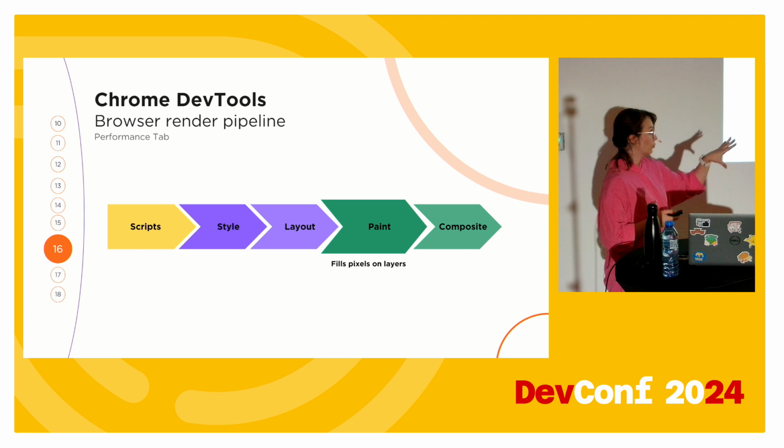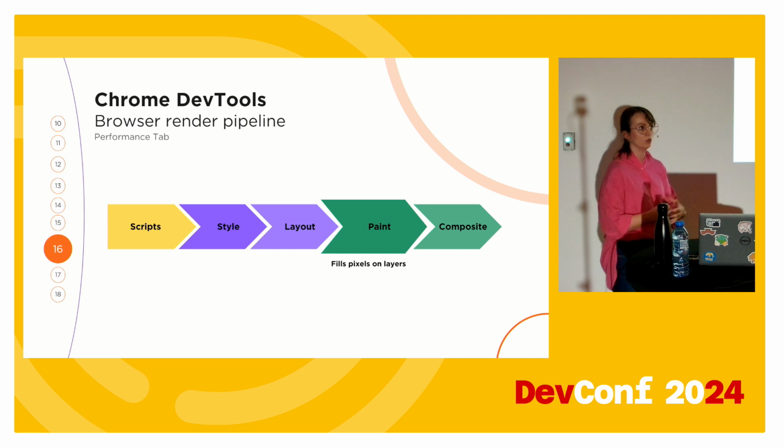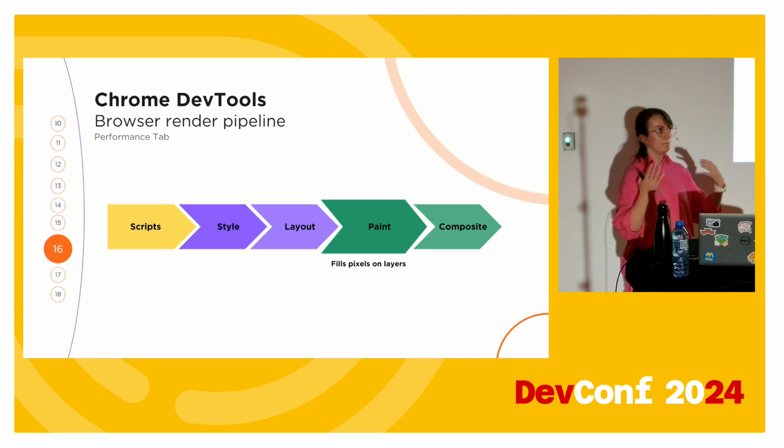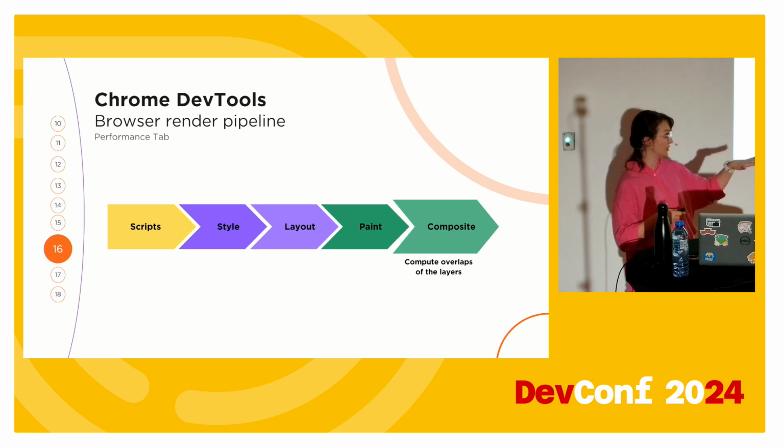The next one, paint. This is everything connected with visual changes. So it is just painting the pixels. We are changing background color, maybe some shadows, and so on. So the browser is just painting the pixels in some kind of layers. And after this, the composite phase.